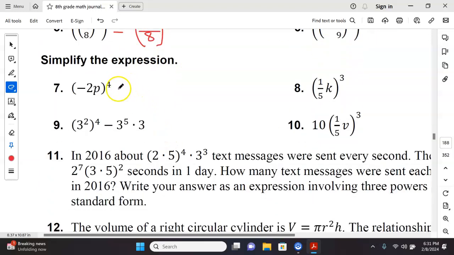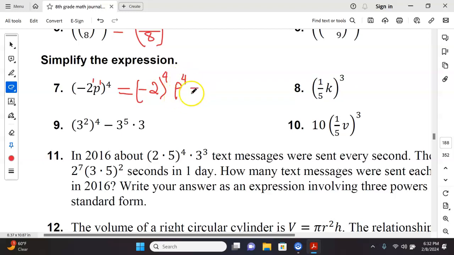And then number 7 says simplify the expression. This right here is a power of a product. Inside the parentheses you have a product, negative 2 times p raised to the 4th power. The way I see it, there's a 1 on top of the 2, and there's a 1 on top of the p. So you multiply 1 times 4 and 1 times 4. So you have negative 2 to the 4th power times p to the 4th power.